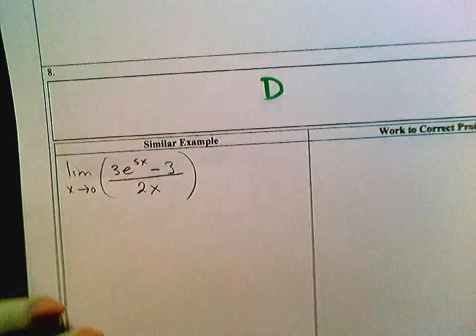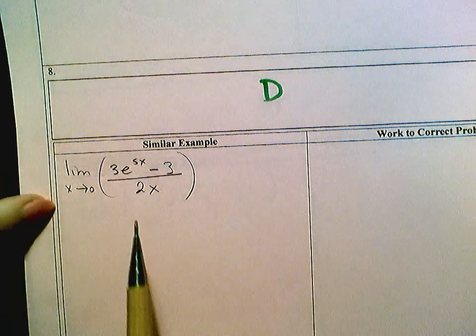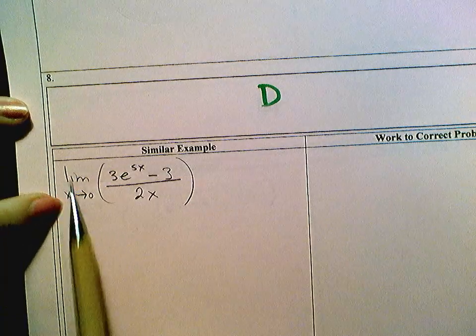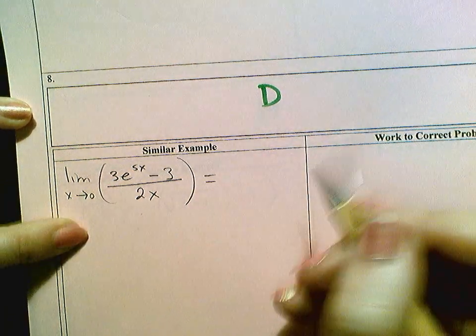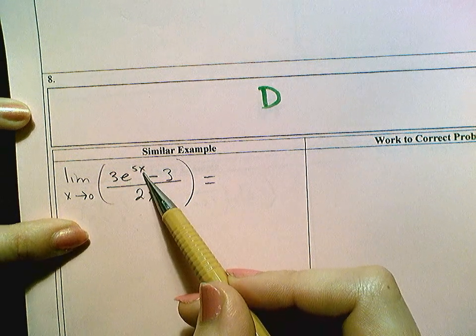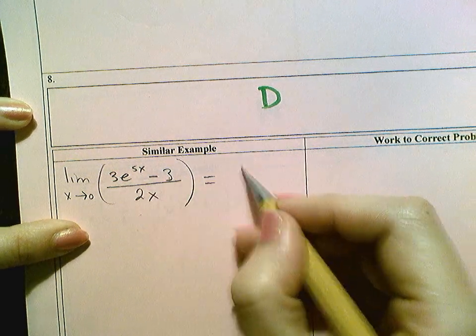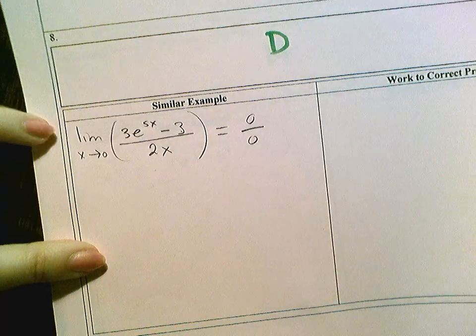I'm so glad that wasn't secure because it would be hard to find. I couldn't make up a problem like it very easily. So now this one, the limit as x approaches 0 of this. First, always try direct substitution. So this ends up being 3e to the 0. E to the 0 is just 1. So you get 3 minus 3, which is 0, and then 2 times 0 is 0. Okay, 0 over 0, L'Hopital's rule.